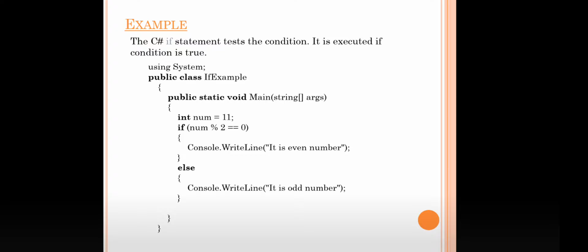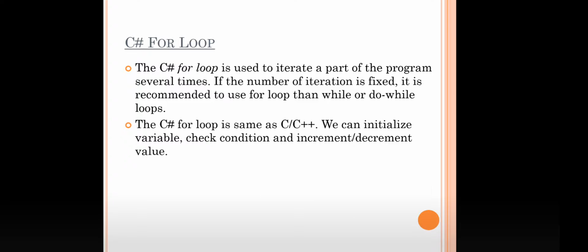Using System is imported here. Namespace, public class name, if example, public static Main method. Inside of that, number is declared, which is 11. If number modulo 2 equals 0, the remainder is 0, which means the number is even, then print it's an even number, otherwise else it's an odd number. If we put 11 here, it gives the output that it is an odd number because it leaves the remainder 1.